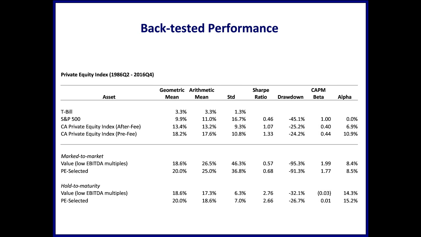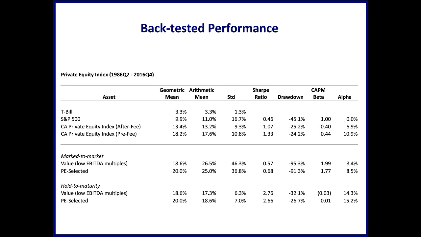So over this period, the pre-fee return, the geometric average, is about 18%. The after-fee return is about 13.4%. And so that wedge is telling you that the fees are pretty significant. They're in the ballpark of 5% a year.